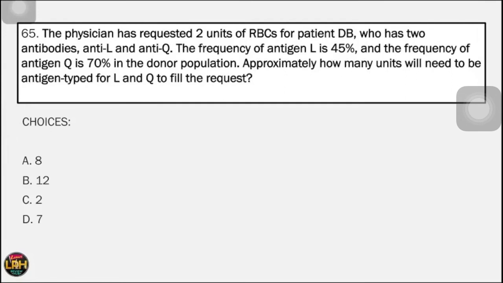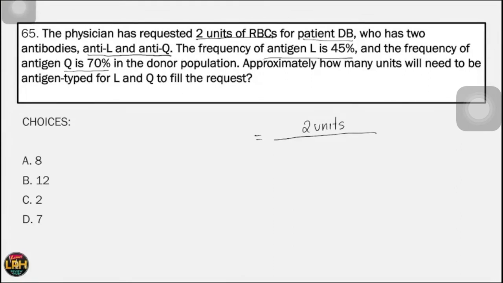Number 65. The patient has requested 2 units of red blood cells for patient DB, who has 2 antibodies, anti-L and anti-Q. The frequency of antigen L is 45% and the frequency of antigen Q is 70% in the donor population. Approximately how many units will need to be antigen typed for L and Q to fill the request? So, we substitute with the given formula. We need 2 units.